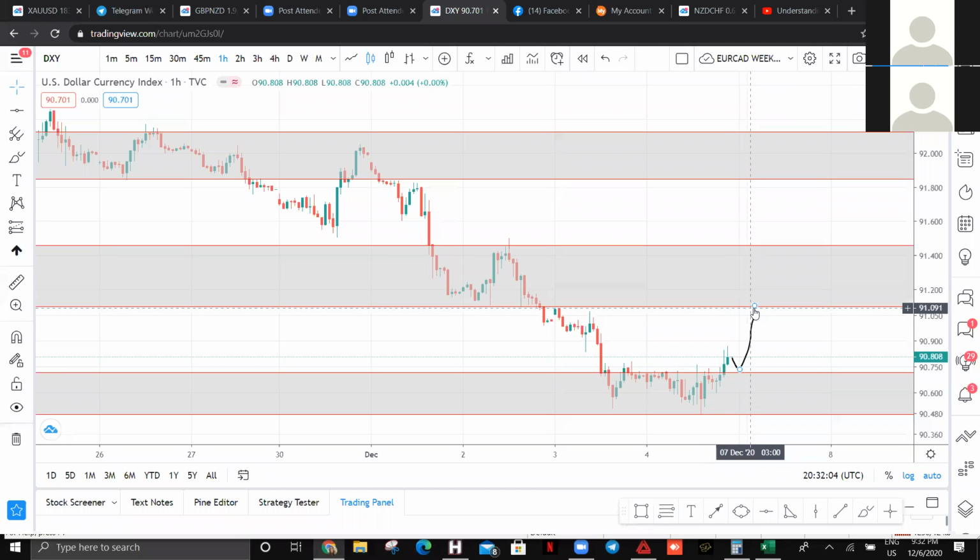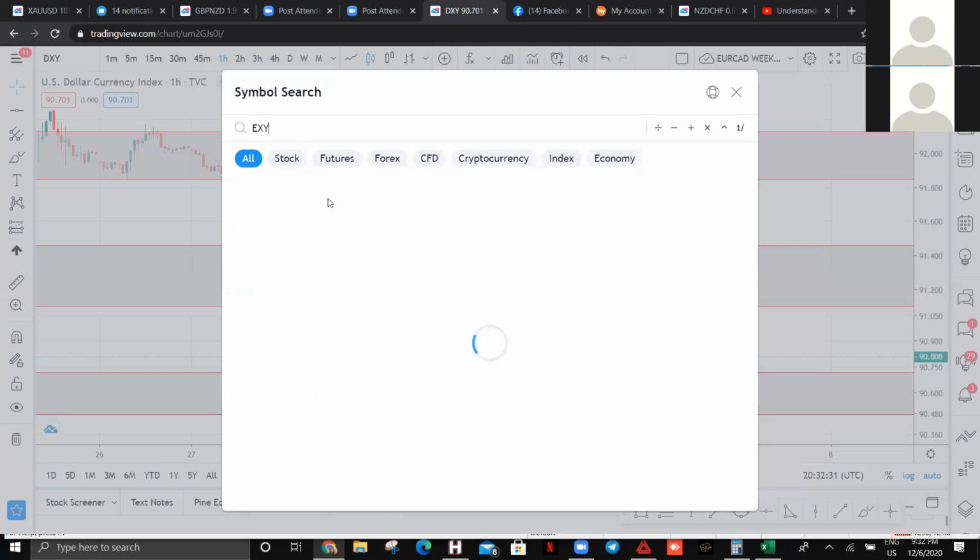Pullback I'm expecting, then do what? A continuation to the upside. If it happens this way, we're expecting dollars to be what? Strong. Now, this is not just what you're going to do. You're not saying that if I'm trading any pair that has dollars on it, because DXY is strong, I will just go and pick Euro USD and start selling it. No. You have to go to EXY, which is Euro Index, and check what is actually happening here.